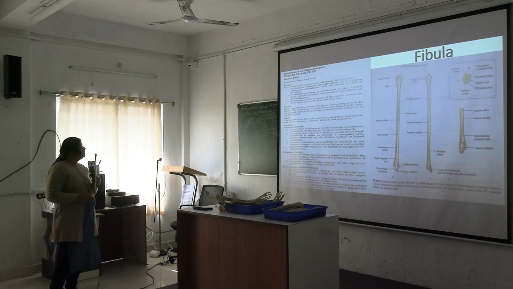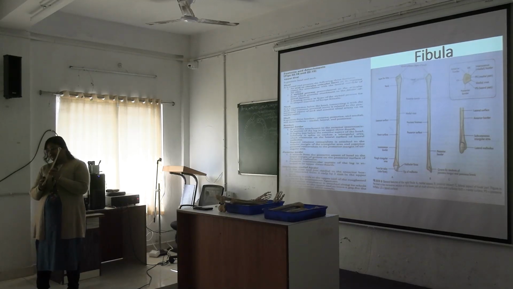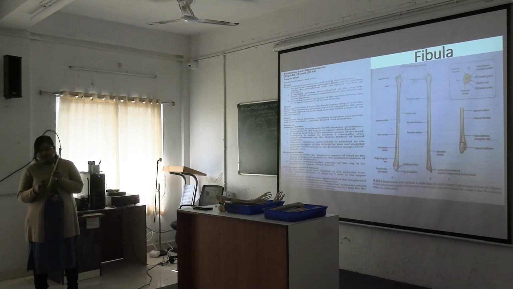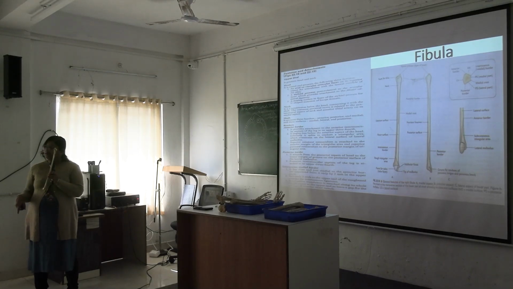Next is the superior extent, and this triangular area has an anterior border and posterior border. Anteriorly, attachment of the superior extensor retinaculum, and the posterior border gives attachment to the superior peroneal retinaculum. Anteriorly there is the extensor group of muscles, and here will be the lateral or peroneal group of muscles.